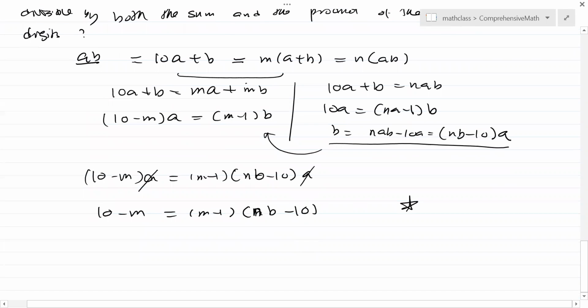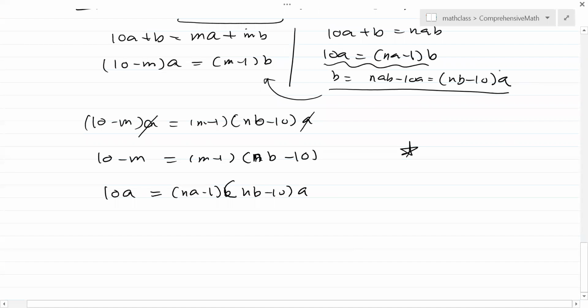Then let's try another way. So we have this, right? That means I can replace n minus b, right? What is b? B is also nb minus 10a. So I moved it to here. Then I find out I get 10 equals (na minus 1)(nb minus 10). That's much better. Why is this much better?